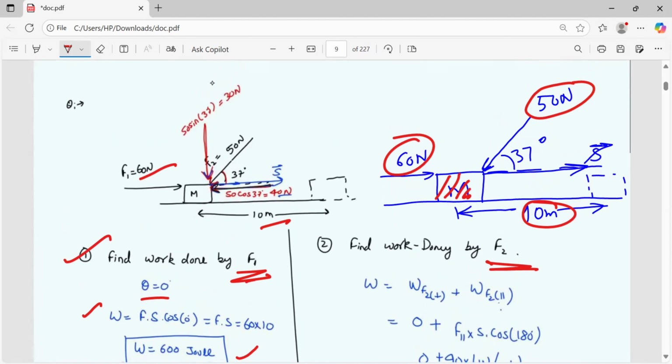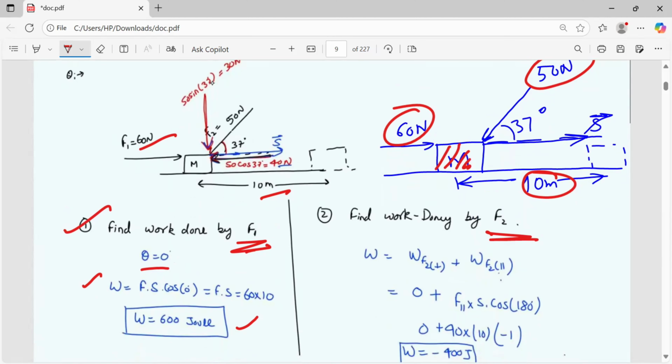Okay, and work done by the force F2 is, now F2 is applied at an angle which is 37 degree with respect to ground.